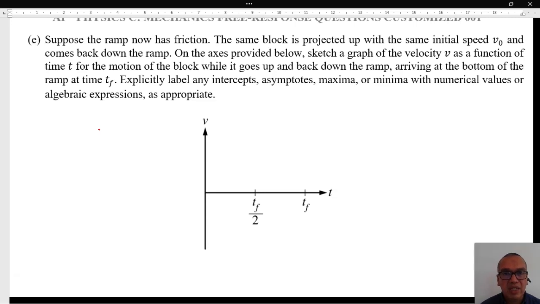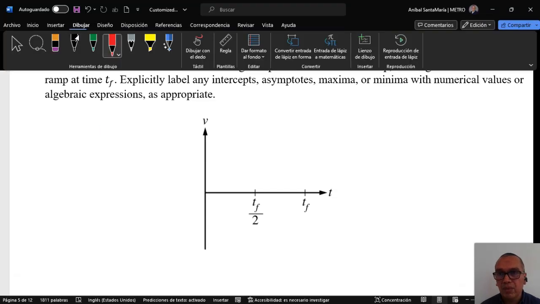On the axis provided below, sketch a graph of the velocity v as a function of time t for the motion of the block while it goes up and back down the ramp, arriving at the bottom of the ramp at time tf. Explicitly label any intercepts, asymptotes, maxima, or minima with numerical values or algebraic expressions as appropriate.